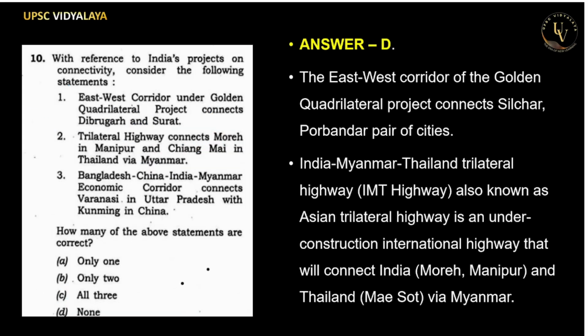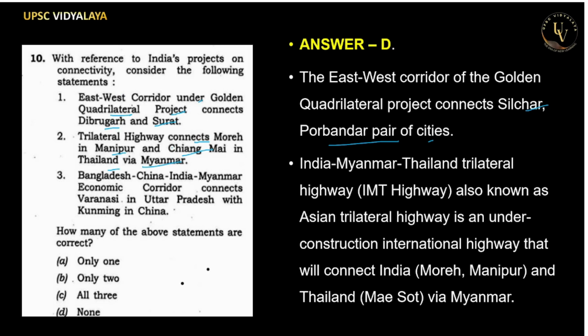Moving on to the 10th question. With reference to India's projects on connectivity, consider the following statements. The East-West corridor under Golden Quadrilateral project connects Dibrugarh and Surat. Is this correct? It connects Silchar and Porbandar, the pair of cities. Okay, so statement number 1 is incorrect.